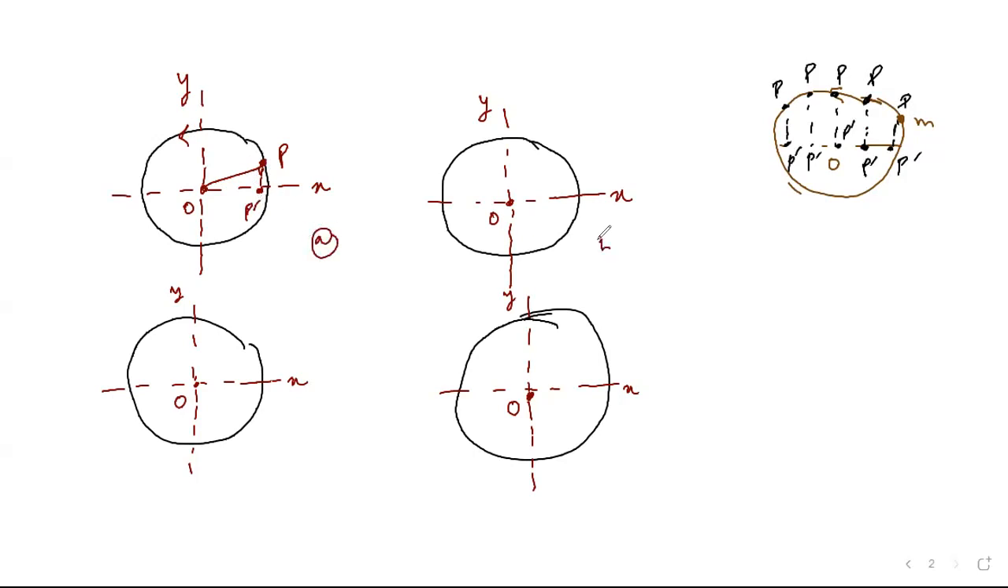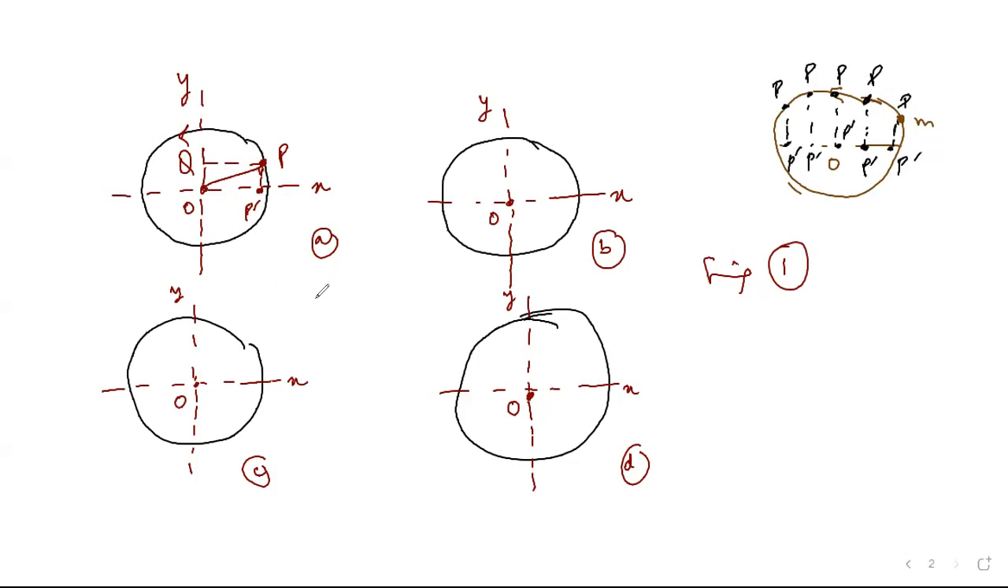Part A of the figure, sorry, part B, part C, and part D. This is figure 1. So in figure 1A, we have a particle P in uniform circular motion.